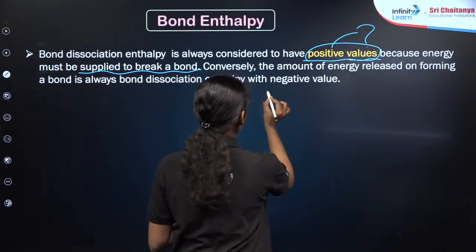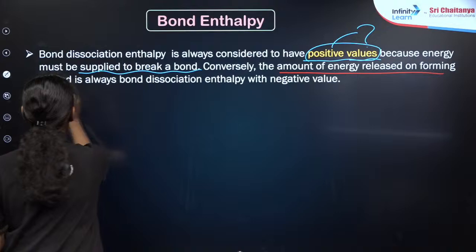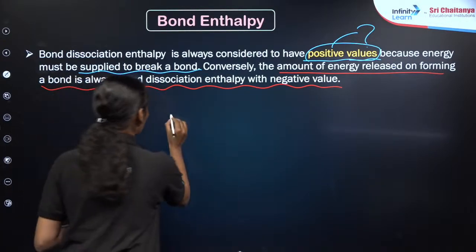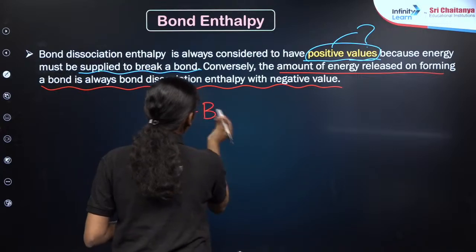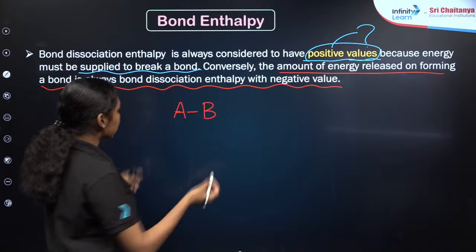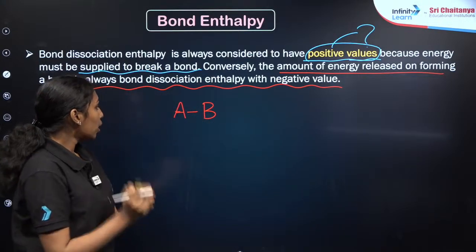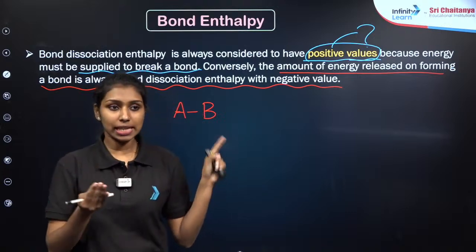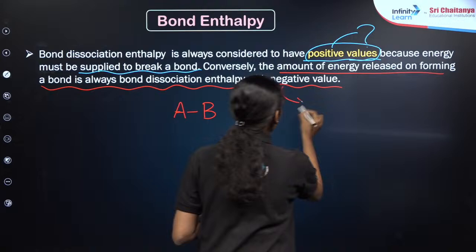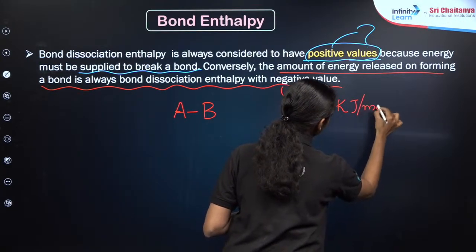It is mentioned that the amount of energy released on forming a bond is always the bond dissociation enthalpy with a negative value. For example, if I want to break the bond AB into A and B, I give 20 kilojoule per mole. So the energy for forming this AB bond is the negative of the same magnitude. So this energy will be minus 20 kilojoule per mole. Clear?